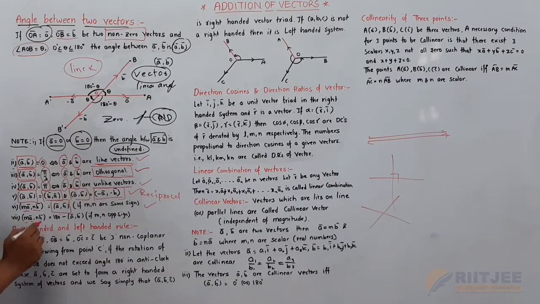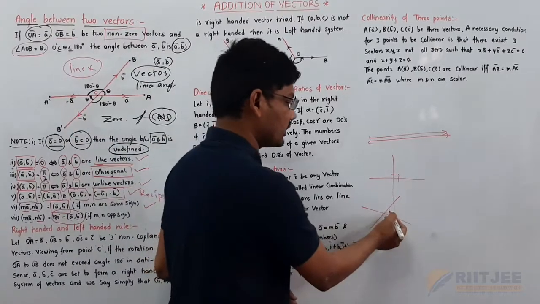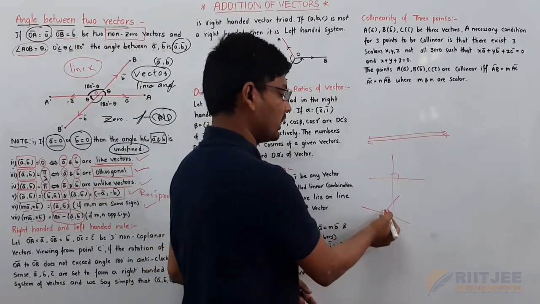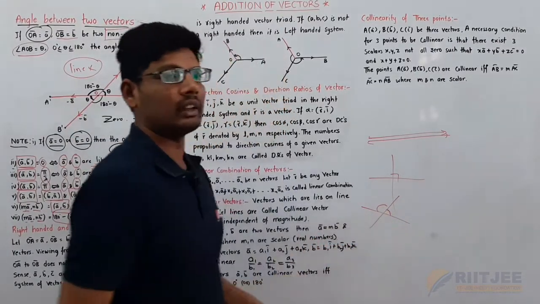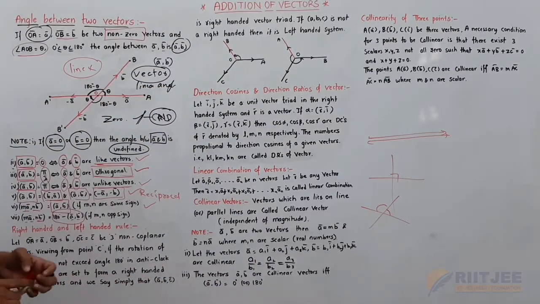So for m times minus a bar and n times b bar, the angle is equal to 180 degrees minus the angle between a bar and b bar. Here it is in the opposite direction. If you take this as a positive direction and you take the opposite direction, it is 180 minus the angle between these two vectors. And this is all about the angle between two vectors.